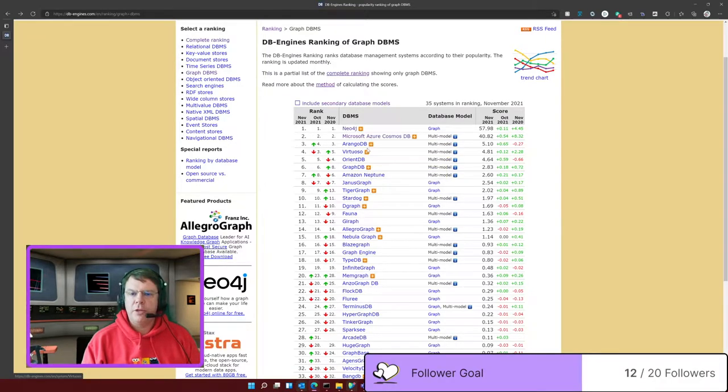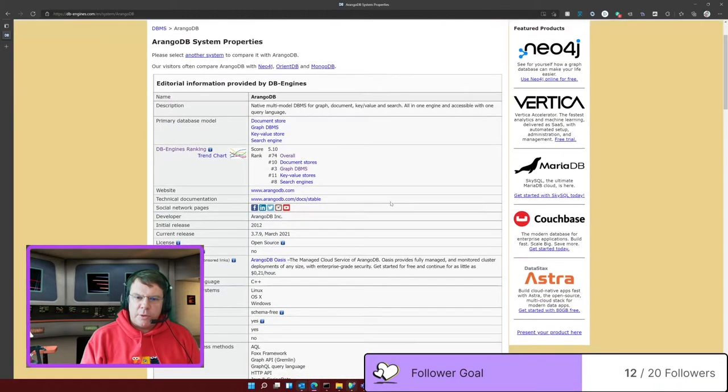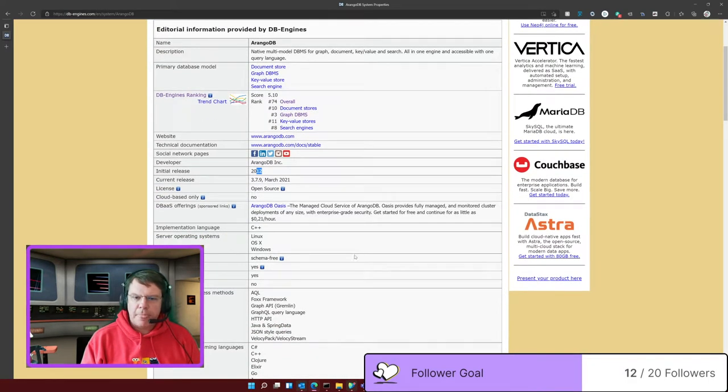So next is ArangoDB. They've been around a while, actually. Let's see what vendor information they have. They're claiming native multimodal. Okay, they do seem to list graph at least pretty early on. One query language, okay, that could be easier. They are doing other things. They've been around since 2012, so yes, it's been around for a while, like I thought.